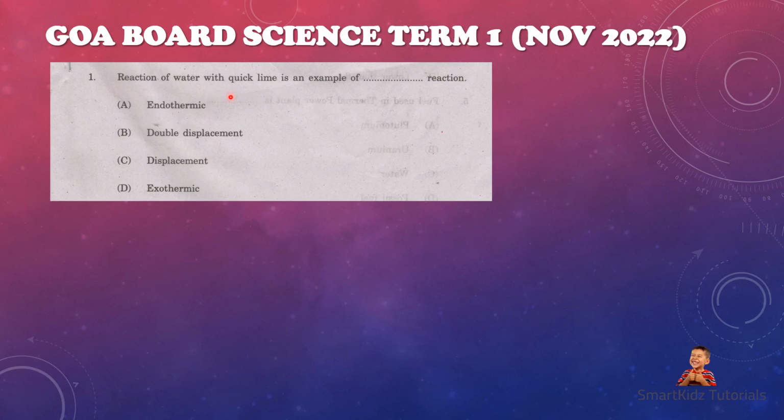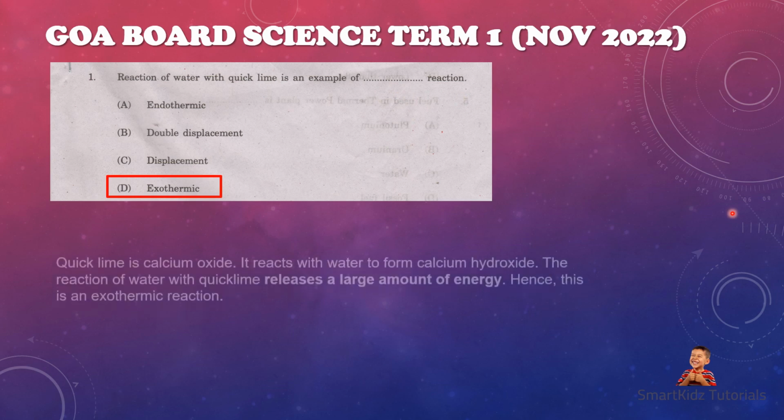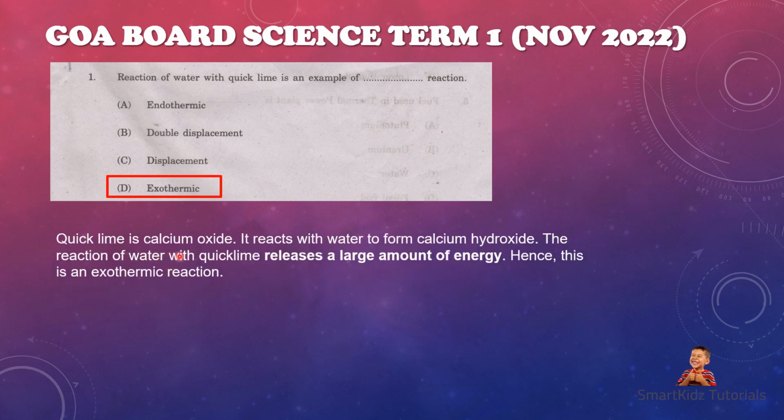First question: reaction of water with quicklime is an example of exothermic reaction. Okay, so you should know quicklime is actually calcium oxide. So when it reacts with water, it forms calcium hydroxide, and the reaction of water with quicklime leads to a large amount of energy that is released. Hence, this is an exothermic reaction.